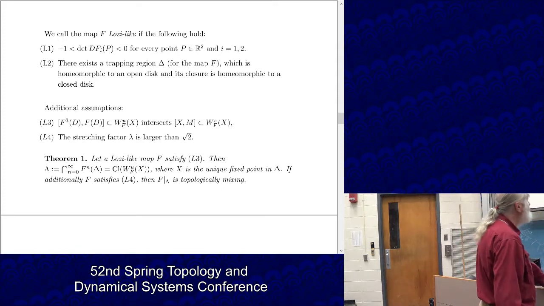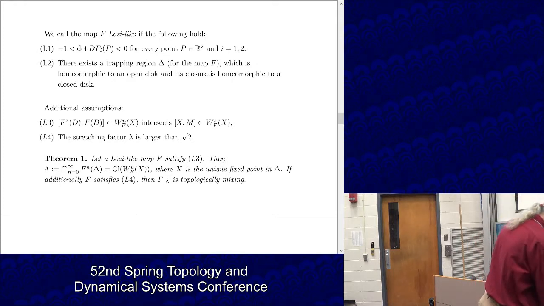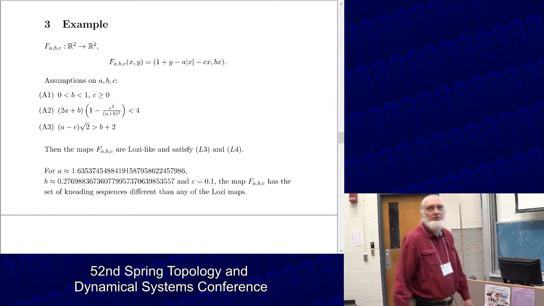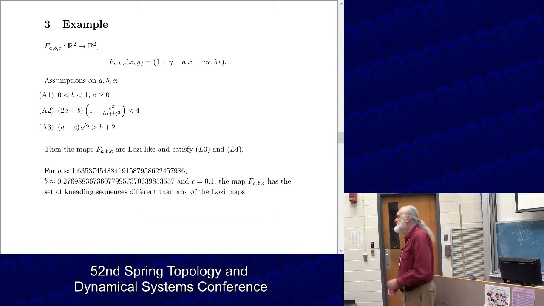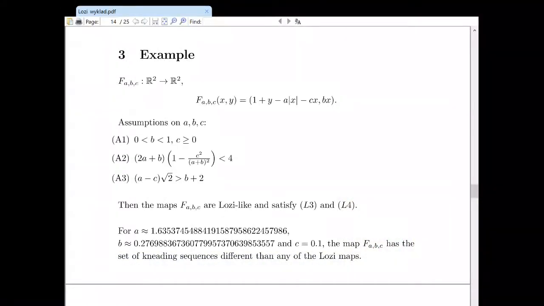Some people write open M. Okay, for that. Okay, so now we have our big family of lossy-like maps.